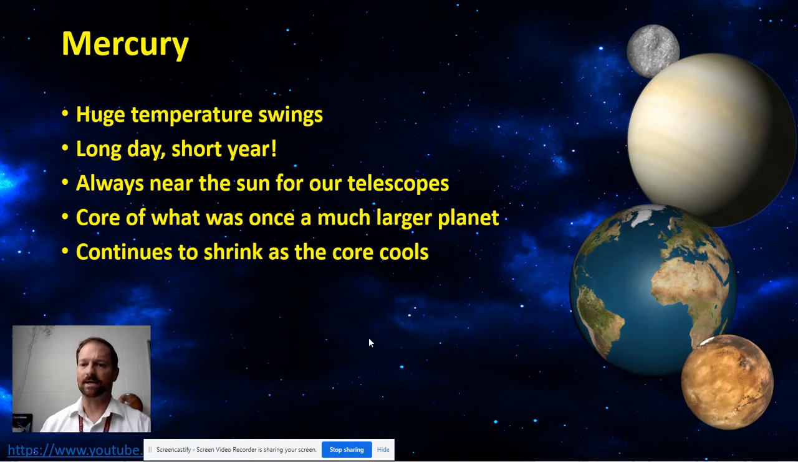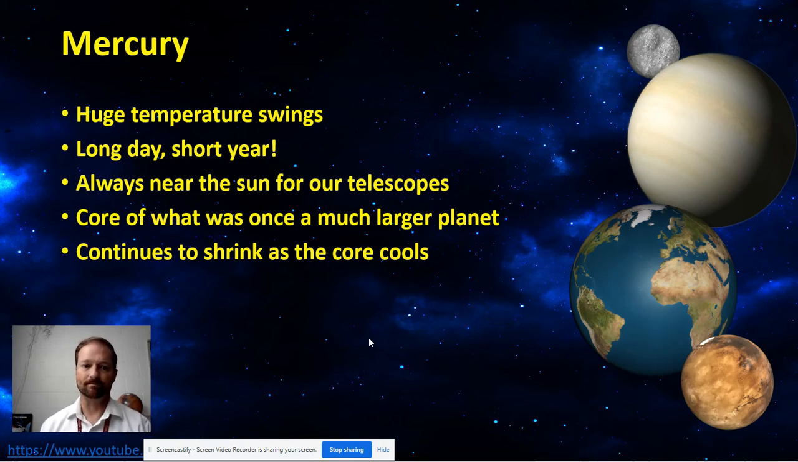Huge temperature swings, 400 plus degrees during the day, minus 150, minus 200 during the night when you're on the dark side of Mercury, as it quickly makes its way around the sun, slowly turning as it quickly makes its way around the sun. It's got a long day and a very short year. Its day is almost as long as its year. That's crazy. Look up the numbers, add them to your page.